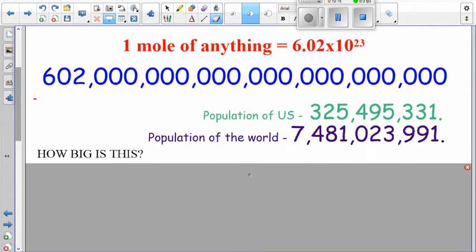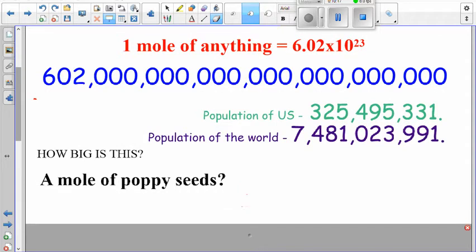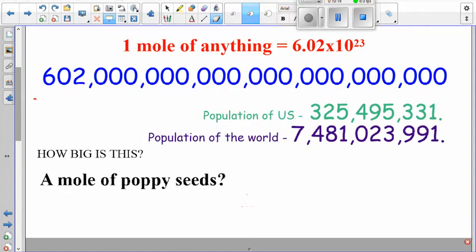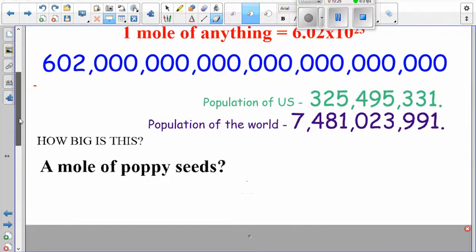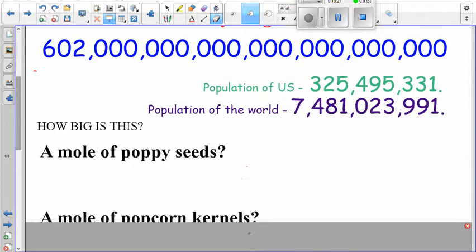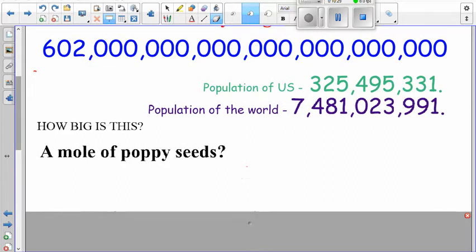How big is this? Here's a question. You guys know what a poppy seed is? Like those tiny little seeds that go on muffins sometimes? Poppy seed muffins? Poppy seeds. If I had a mole of poppy seeds, how big do you think that would be? Would it fill up my sink? This classroom? How big do you think that would be?